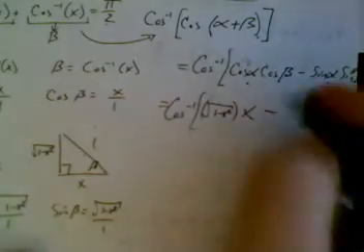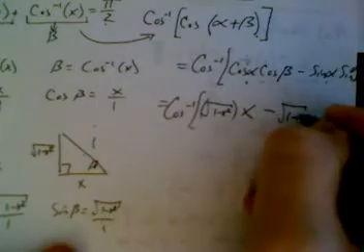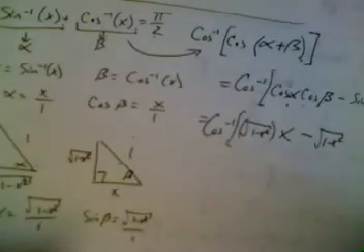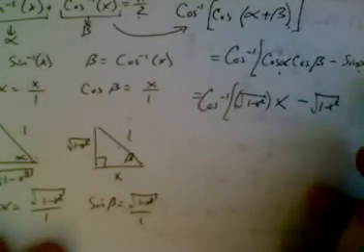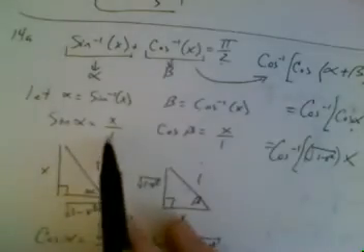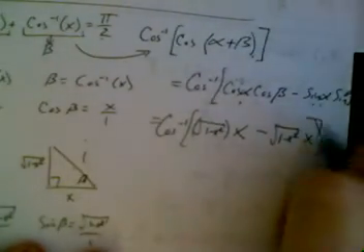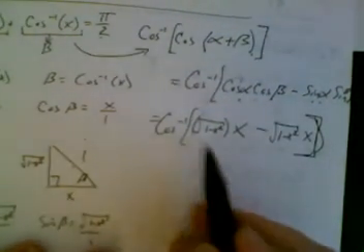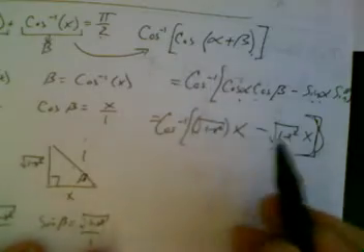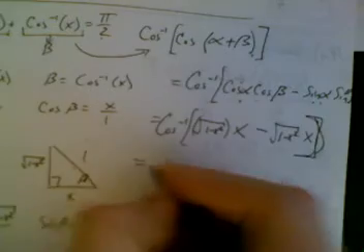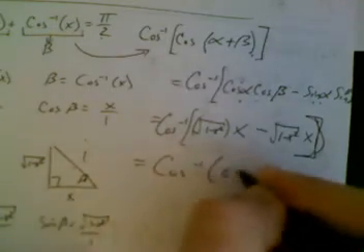Minus the sine of alpha, which is x, times the sine of beta, which is that radical 1 minus x squared. Wait a second. This is cosine inverse of radical thing times x minus radical thing times x. Those radical things are the same. The inside is just 0. This is the cosine inverse of 0.